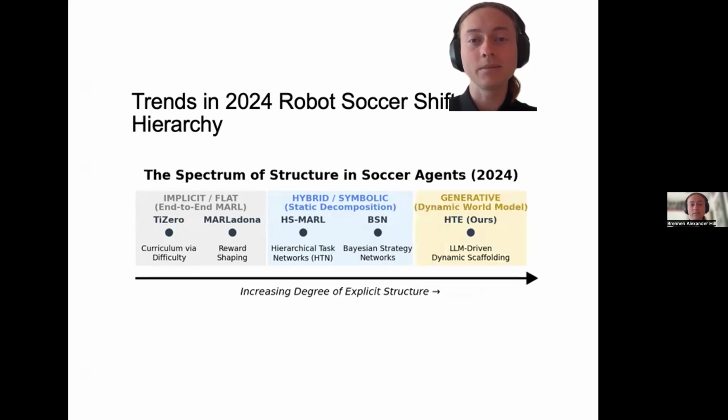We propose the next step on the spectrum, generative scaffolding. Rather than relying on static, hand-coded domain definitions, our HTE framework uses a dynamic world model driven by LLMs to generate scaffolding on the fly. This increases the degree of explicit structure available to the agent during training.